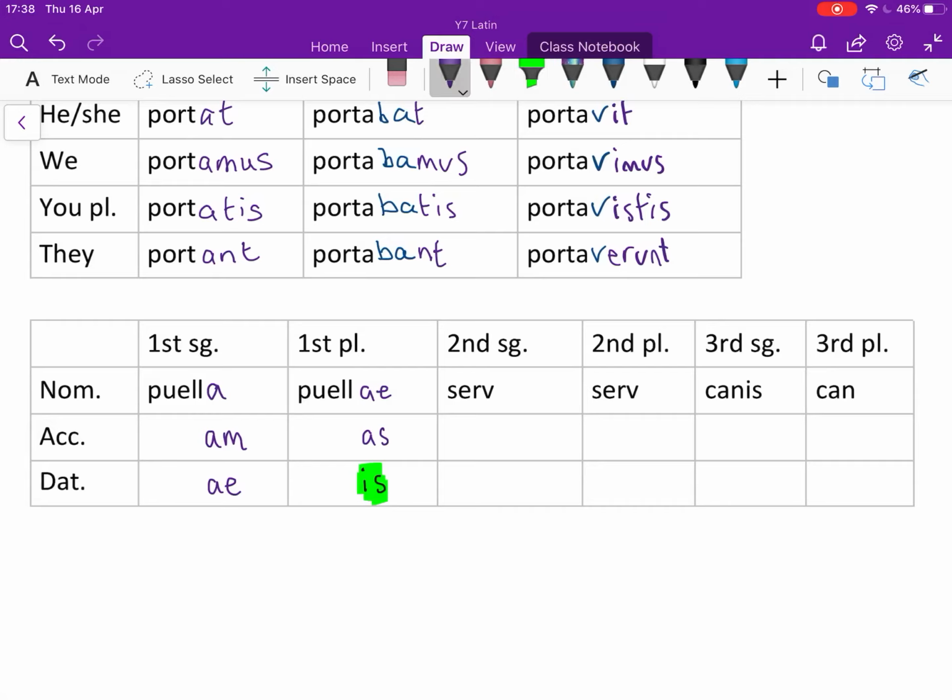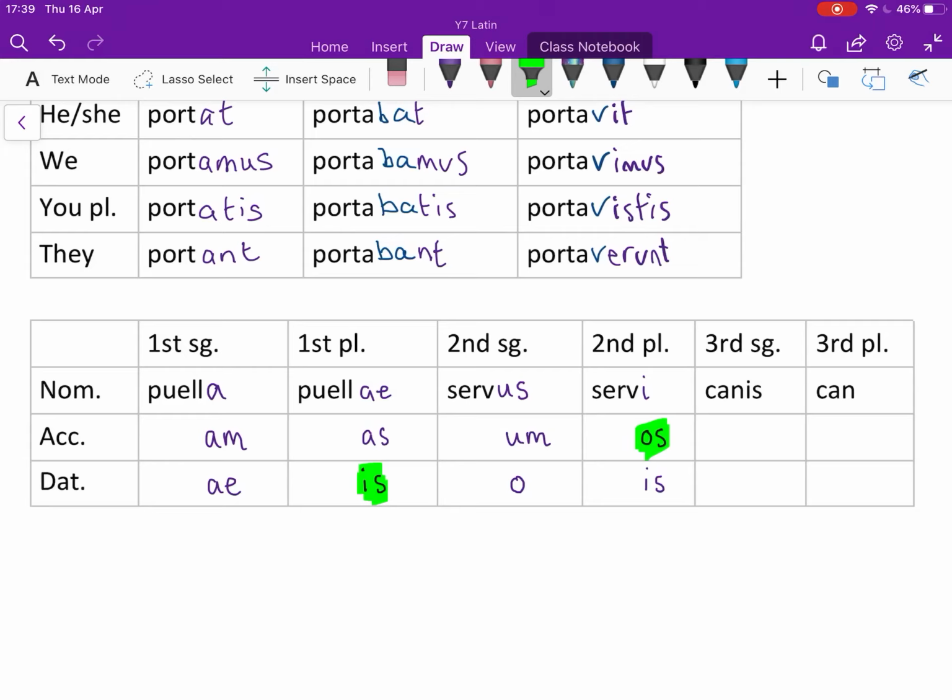For the second declension, most of these ones start off ending in us, so servus, then they turn into servum and dative servo. In the plural, servi, servos, and then servis. So if I punish the slaves, they're the object, they're plural, they would be servos.